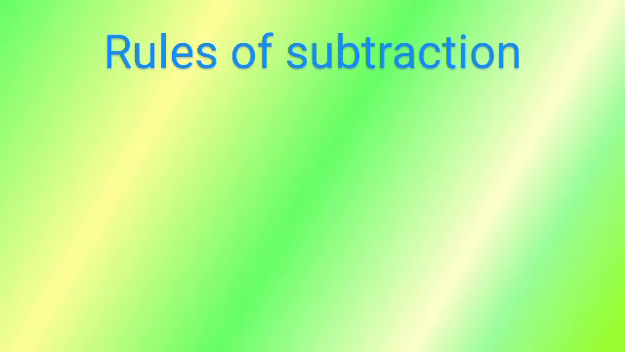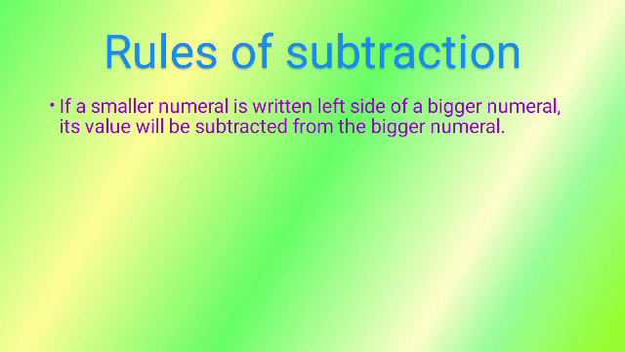Rule of subtraction. If a smaller numeral is written on the left side of a bigger numeral, its value will be subtracted from the bigger numeral. In addition, as we have seen, the smaller numeral is on the right-hand side, but if the smaller numeral is on the left-hand side, then we are going to subtract the numbers.